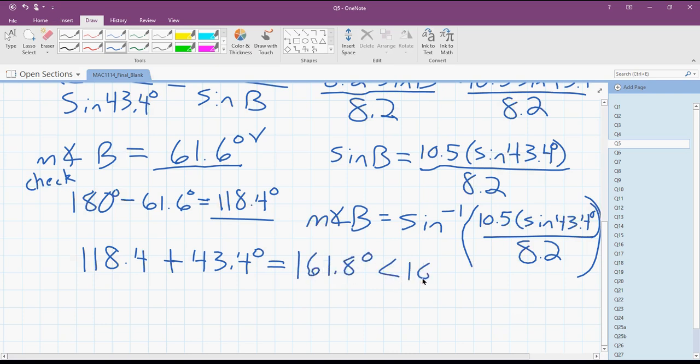And that is less than 180 degrees. So that means we have two triangles. We have one where B is 61.6 degrees, and you have another triangle that exists where B is 118.4 degrees. So this problem, the answer that they want to know, two triangles.